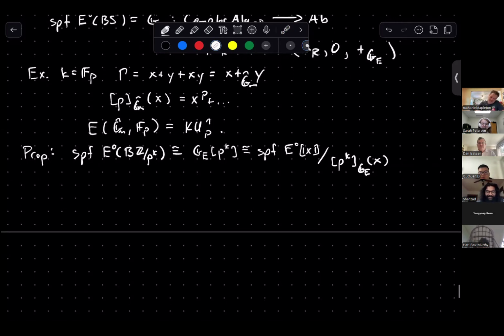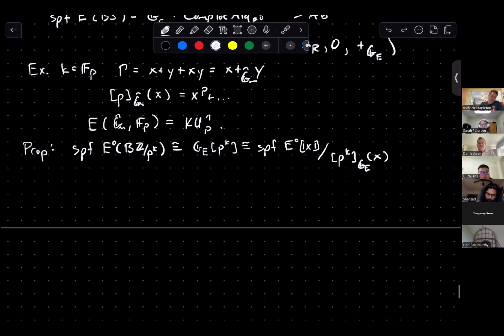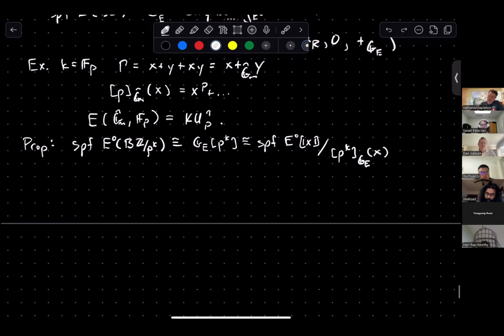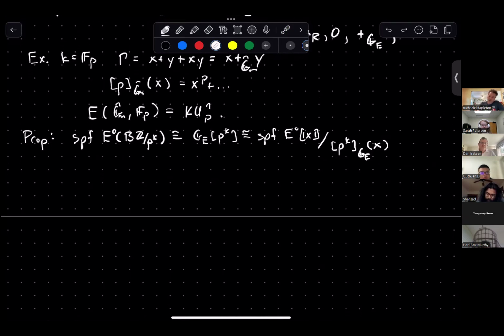So the idea for why this is true, I shouldn't write anything down for time reasons, but the idea is because of a Gysin sequence argument, and it uses the fact that the p^k-series here is not a zero divisor in E_0 double brackets X.